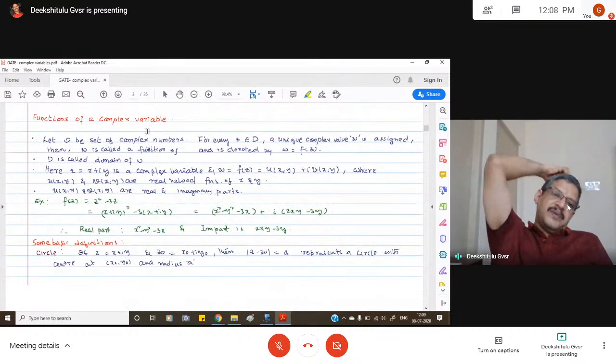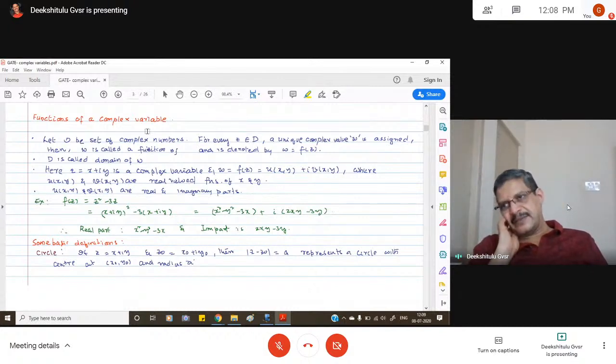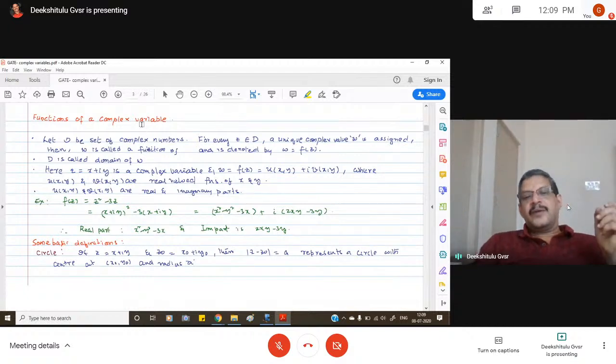Then functions of a complex variable. Let D be a set of complex numbers, and I take any number from the set D. If we have a unique value W assigned to each member of the set D, that is, take any member from set D, and if you can assign to that element a complex value W, then it's called a complex valued function. W is equal to f of z. D is the domain of W, and here z is equal to x plus iy is a complex variable, and W is equal to f of z.